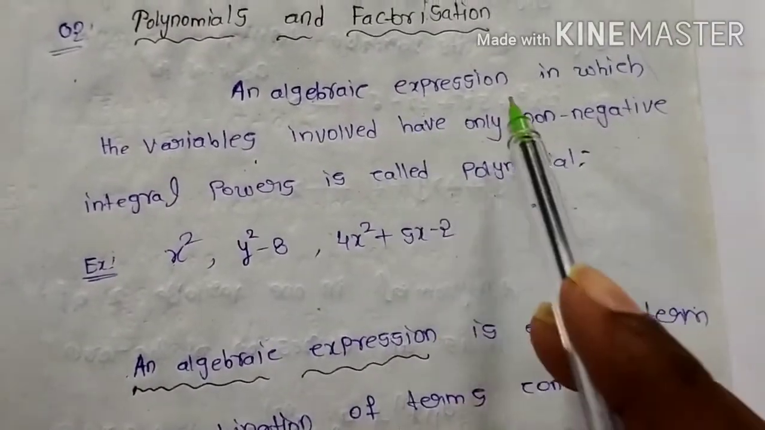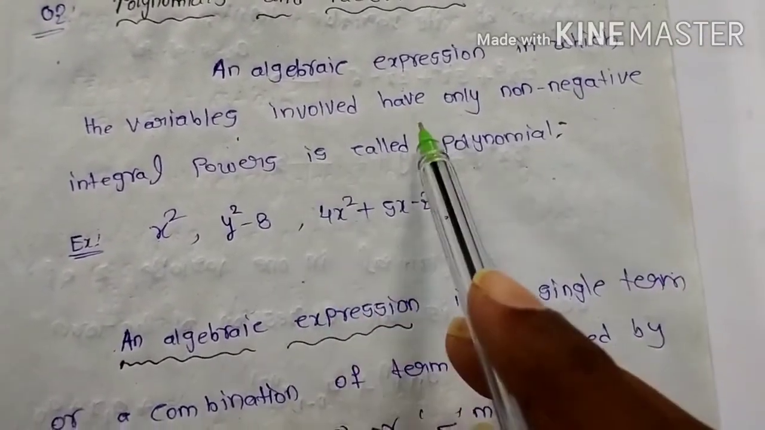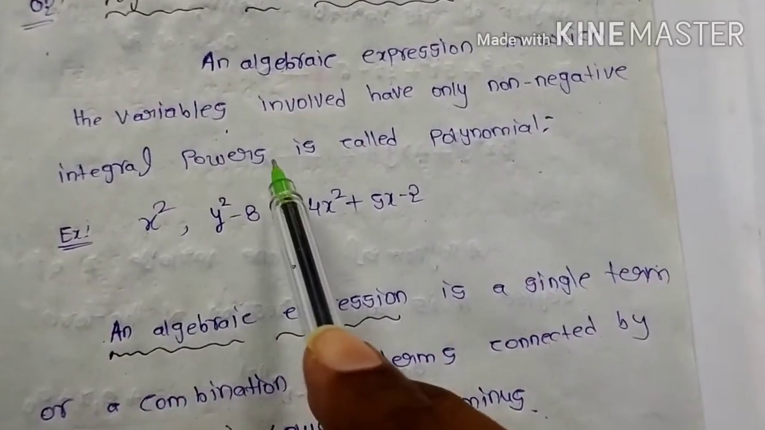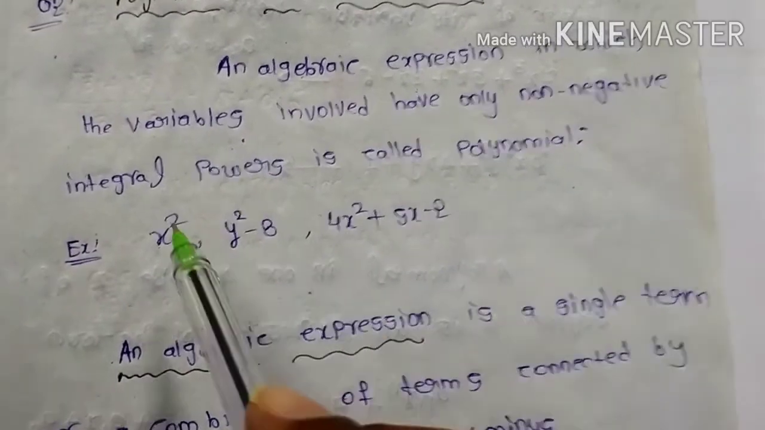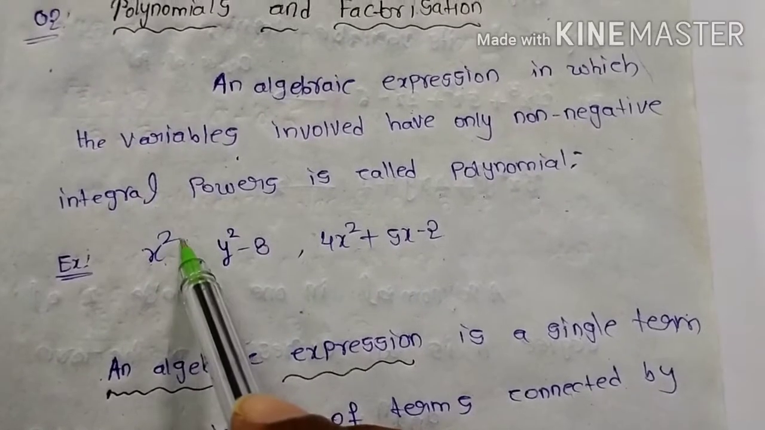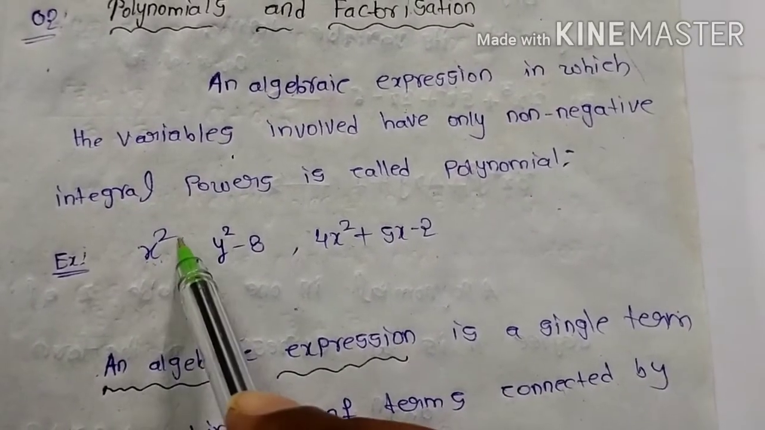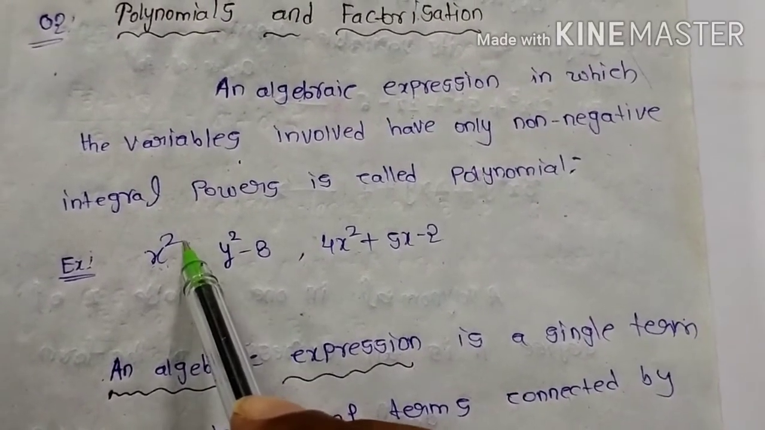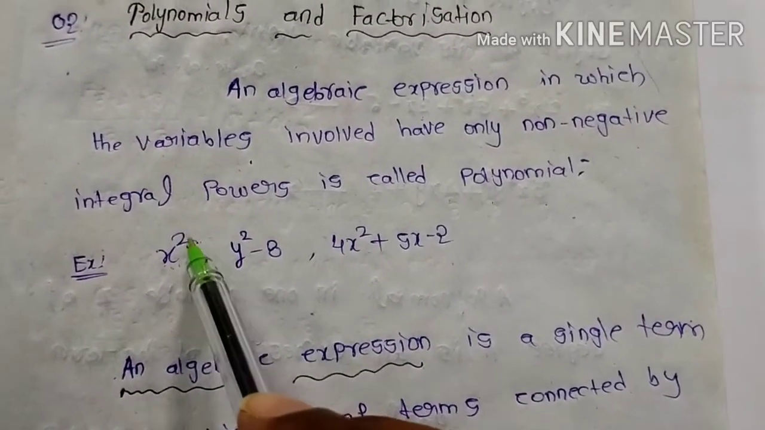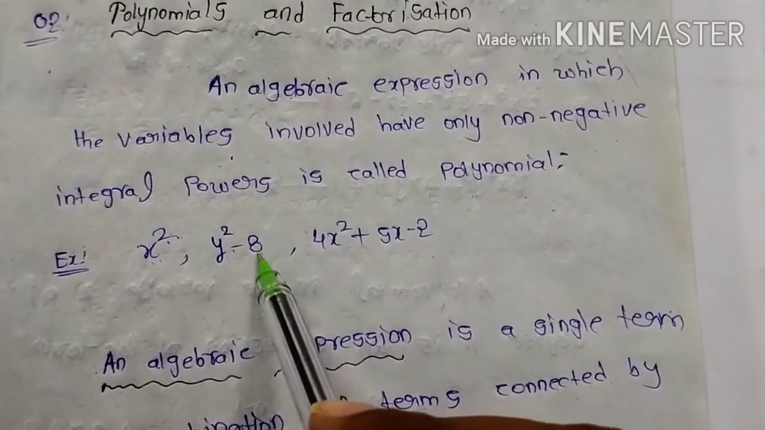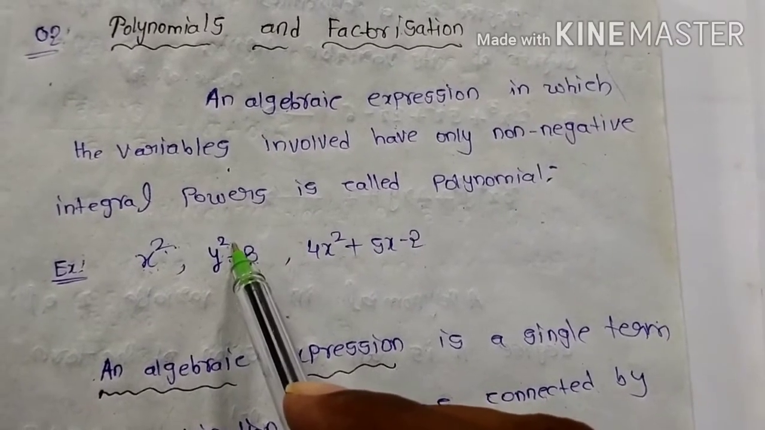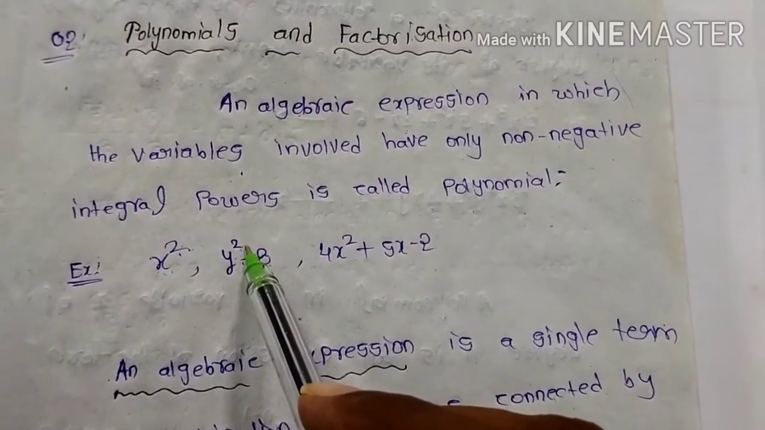See here, an algebraic expression in which the variables involved have only non-negative integral powers is called a polynomial. First one, x square. What is the power of x? What is the exponent here? You know that x is the base and 2 is the exponent, yes or no? That means 2 is called the power. Is 2 a negative number or positive number? Positive only. Okay, here y square minus 8. Here y square, the exponent is 2 also, a positive number.